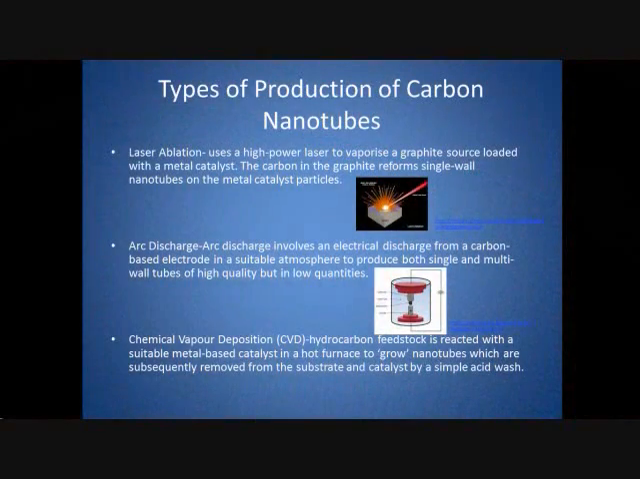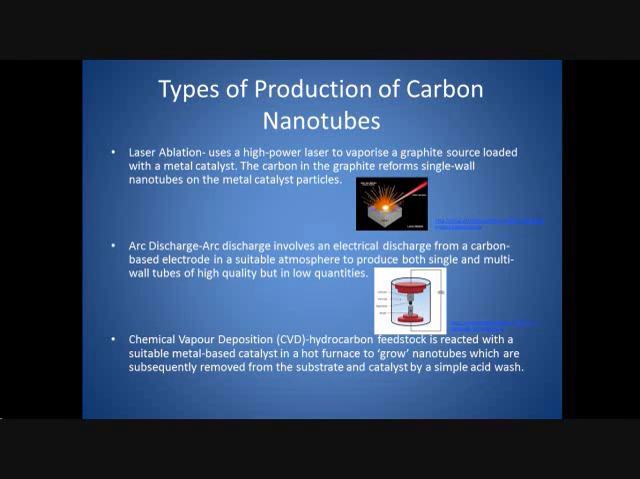There are several methods used to produce carbon nanotubes. The first is known as laser ablation. This method uses a high-power laser to vaporize a graphite source loaded with a metal catalyst. The carbon in the graphite reforms single-walled nanotubes on the metal catalyst particles. The second is arc discharge, which involves an electrical discharge from the carbon-based electrode in a suitable atmosphere to produce both single and multi-wall tubes of high quality but low quantities.